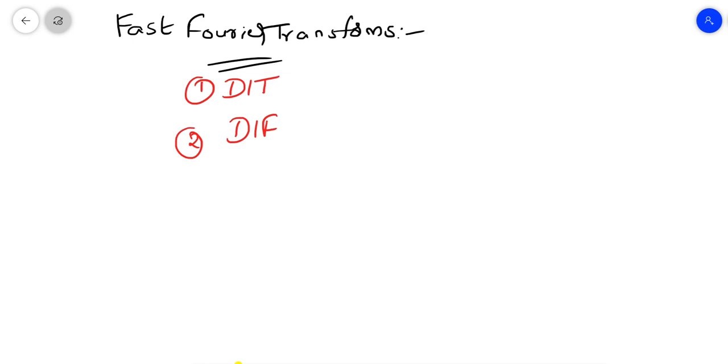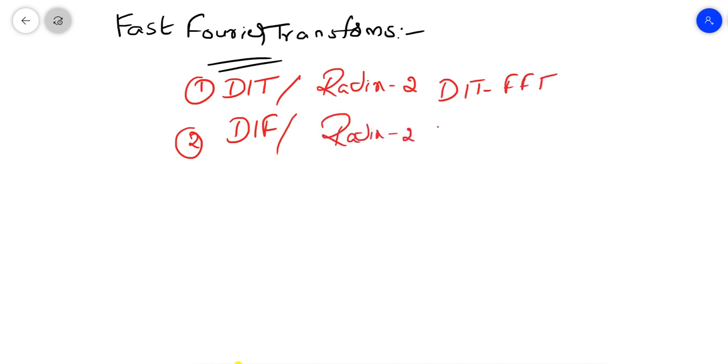Sometimes it is also called the radix 2 DIT FFT algorithm, and the other is also called the radix 2 DIF FFT algorithm. Now we will see one by one how it is calculated with the help of the algorithm. In this video, we are going to discuss the decimation in time algorithm, and later we will discuss the decimation in frequency algorithm in the next part.